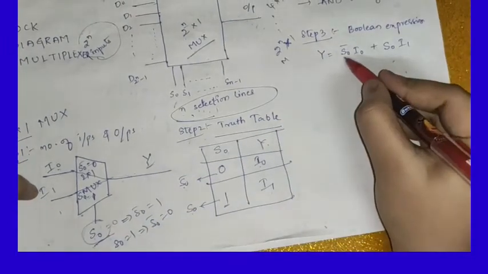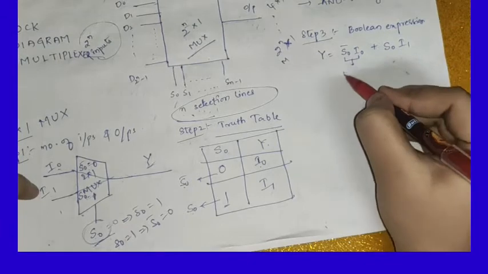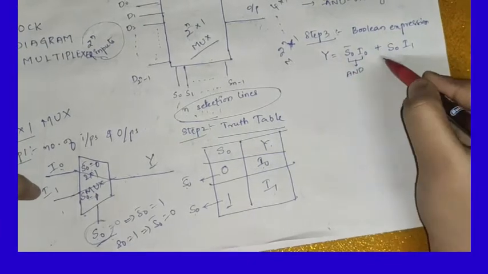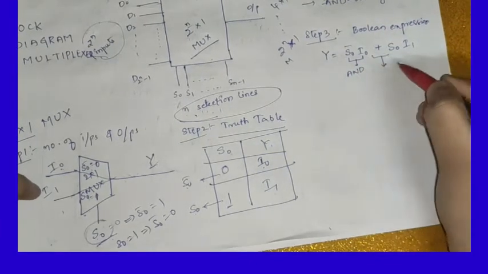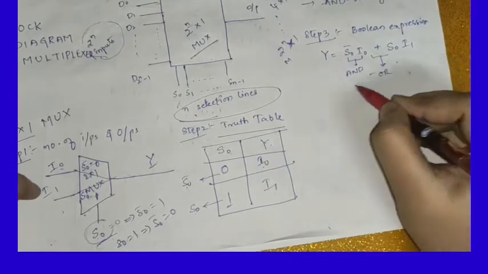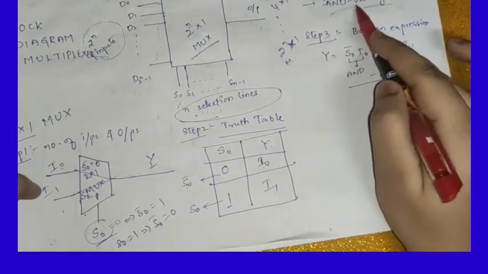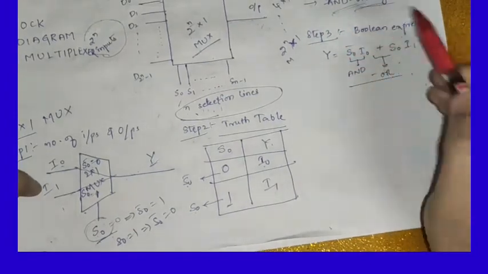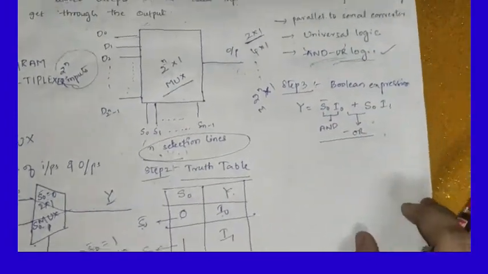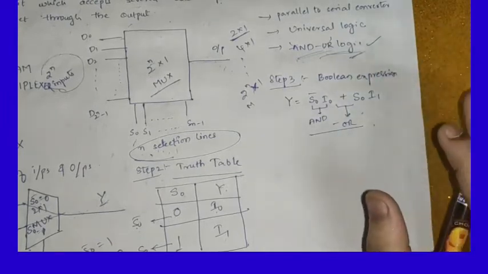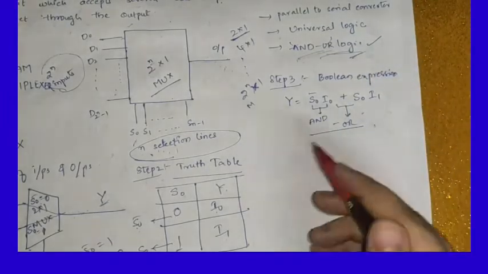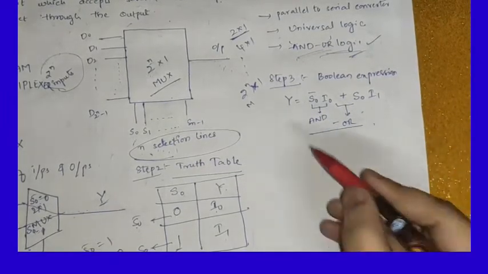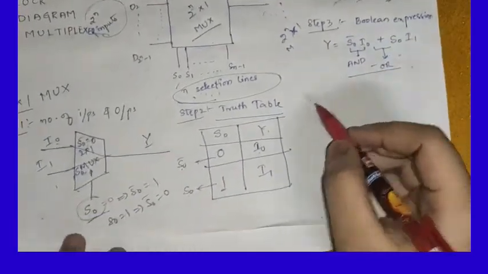Here we have the AND operation, and here it is the OR operation. That's why it is called AND OR logic. Is this justified? That's why the multiplexer is called AND OR logic. Okay, so we have obtained this. If you want to check, let us check.